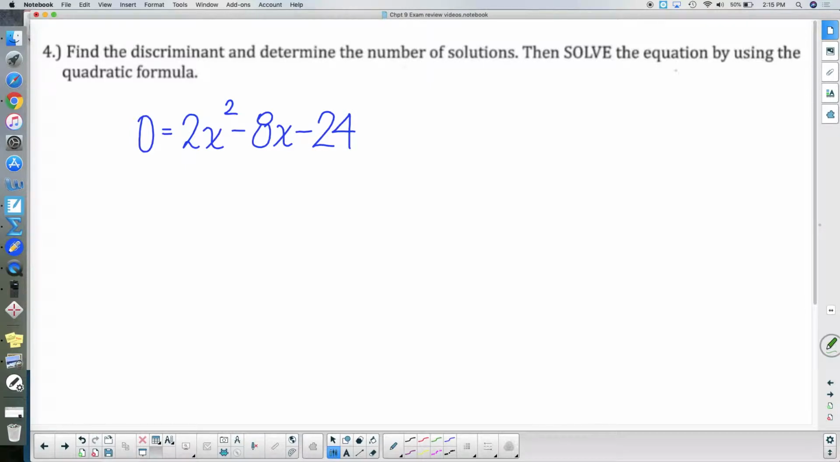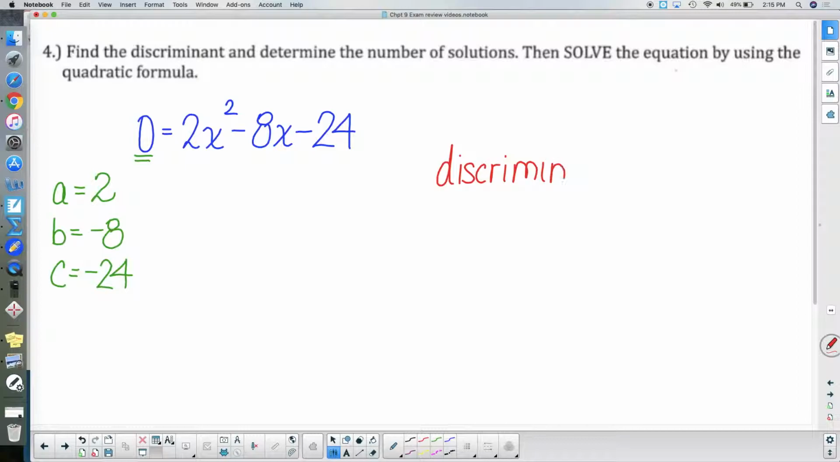As long as it's equal to 0, then I can tell that the A value for this quadratic equation is 2, the B value is negative 8, and the C value is negative 24. If it's not already in 0 equals form, then I would need to move it into that form before I can find those. The discriminant is the part of the quadratic formula that's underneath the square root sign, and this would be an important one for your note sheet. So the discriminant formula is going to be that b squared minus 4ac value.